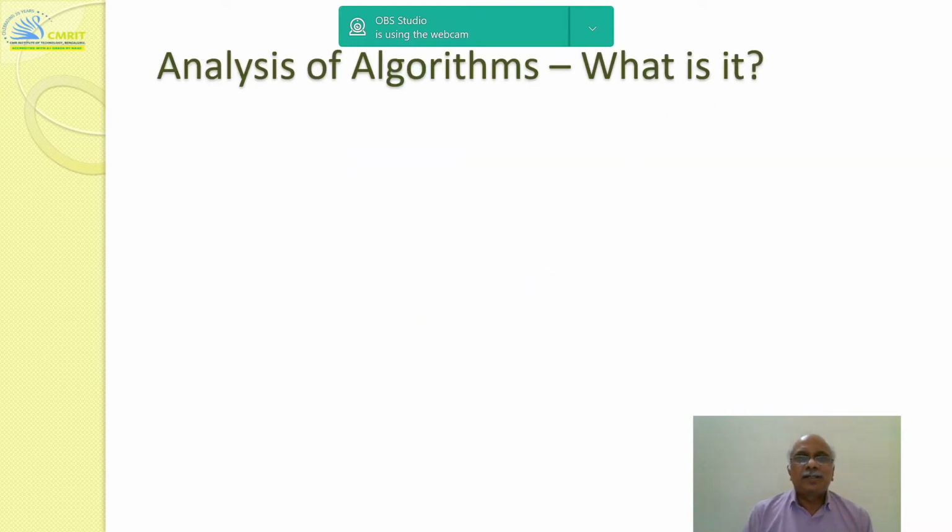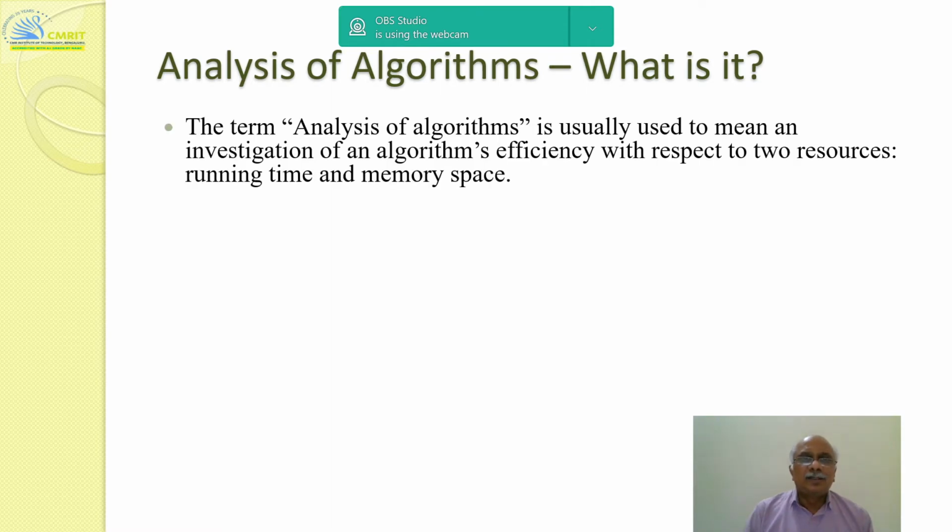What is meant by analysis of algorithms? The term analysis of algorithms is usually used to mean an investigation of an algorithm's efficiency or complexity with respect to two resources. That's the running time and the memory space. So running time tells you how much time the algorithm takes to complete its task. And the memory space analysis tells you how much extra space the algorithm takes to perform its action.